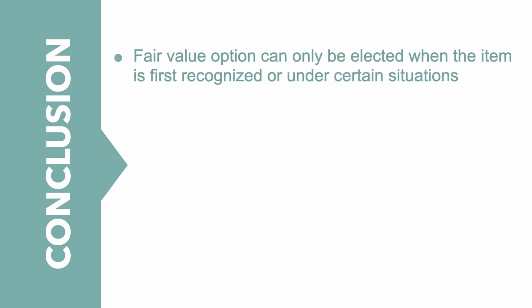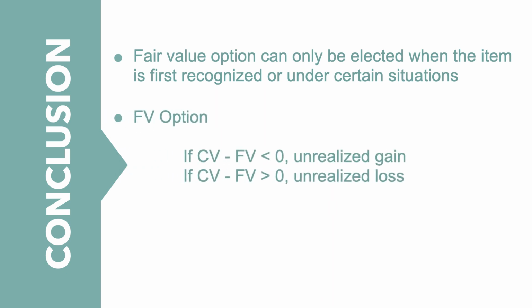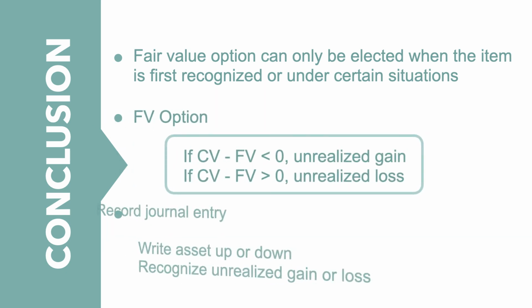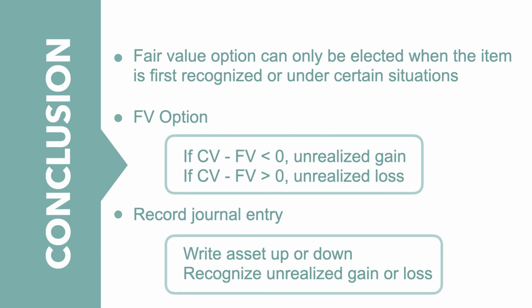To summarize, remember that the fair value option can only be elected when the item is first recognized or under certain situations. And just to help put it all together for you in a slide, here are the steps that you're going to need when recording the journal entry using the fair value option.